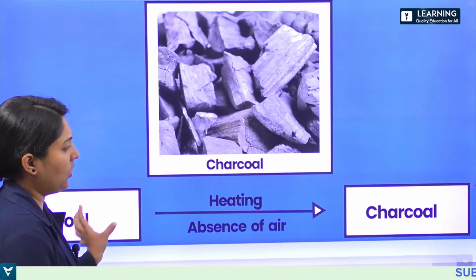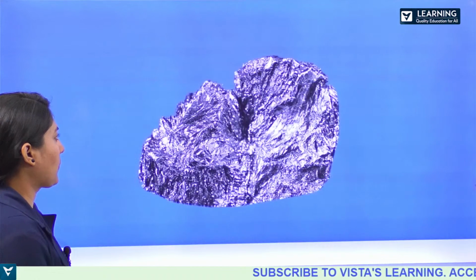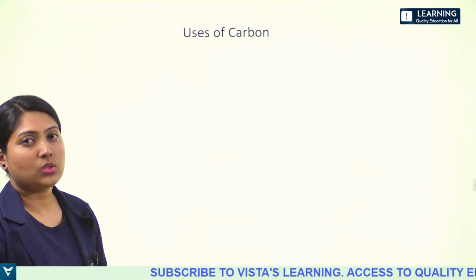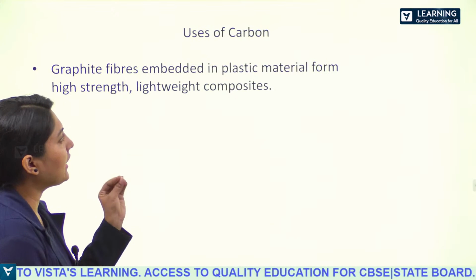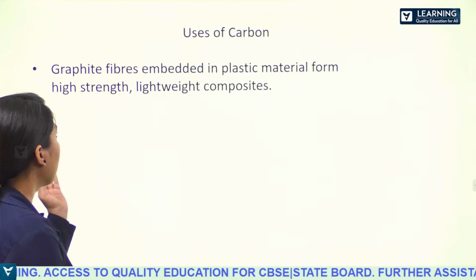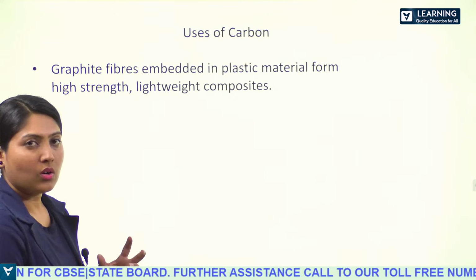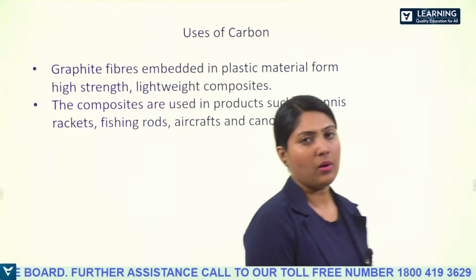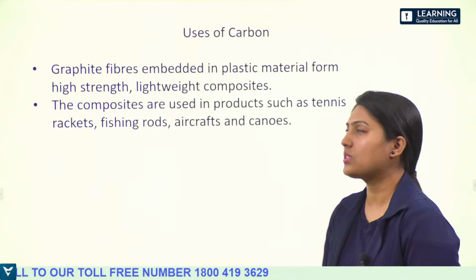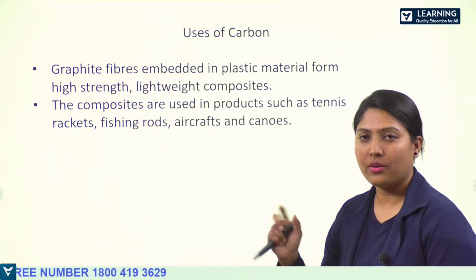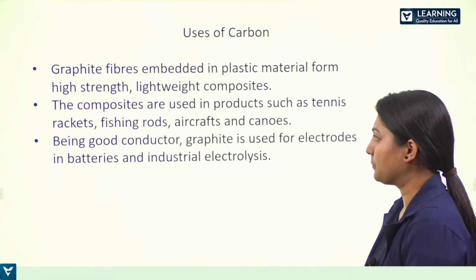So when we take coal and heat it, we'll get the charcoal. What are the uses of carbon? Graphite fibers embedded in plastic materials form high tensile strength and lightweight composites. So you can form the lightweight composites with this graphite. The composites are also used in the production of tennis rackets, rockets, fishing rods, aircraft and cannons.